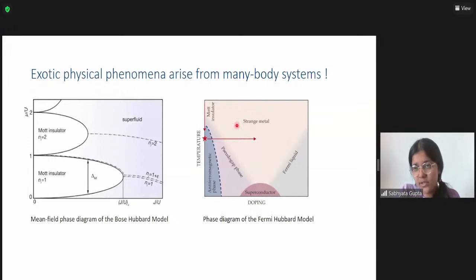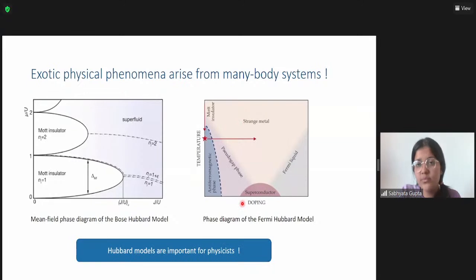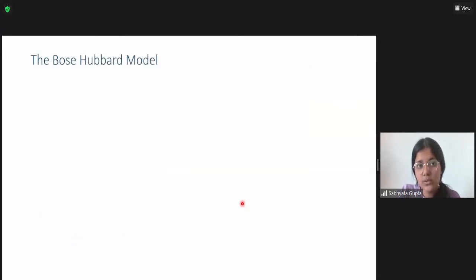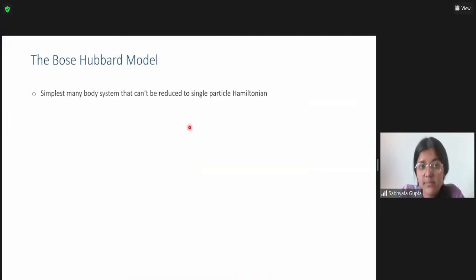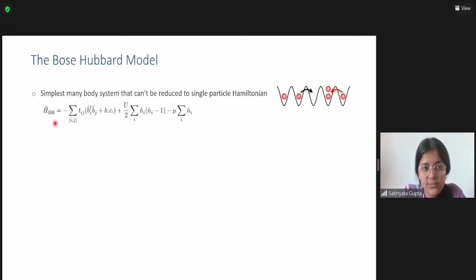A lot of physical models in atomic, molecular, optical physics, condensed matter physics, and quantum physics can be studied with the basics of Hubbard models, the Bose-Hubbard model and the Fermi-Hubbard model. They are important models for studying quantum many-body systems. Let's take a look at the Bose-Hubbard model first. It is the simplest many-body system that can't be reduced to a single particle Hamiltonian, and it is described as follows.